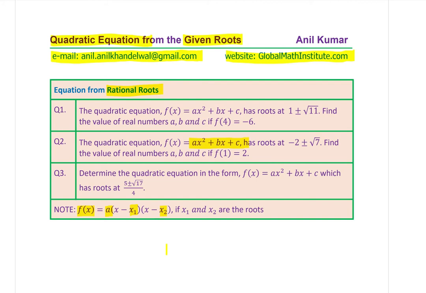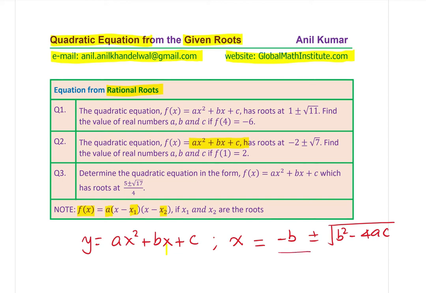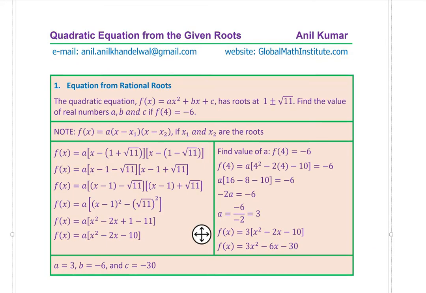Also remember that for an equation y equals ax squared plus bx plus c, the roots x can be calculated with the formula minus b plus minus square root of b squared minus 4ac over 2a. That could also help you sometimes to answer such questions. Okay, so now let's begin with our strategy to solve such questions.